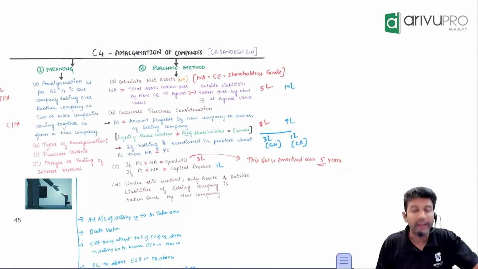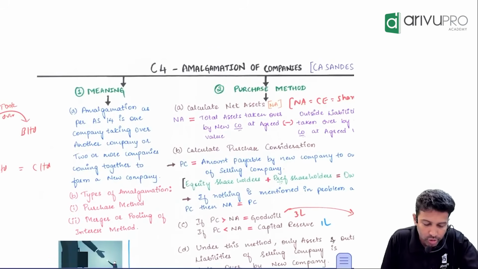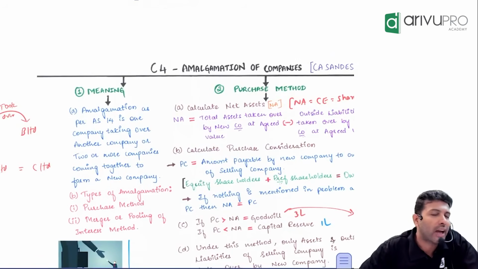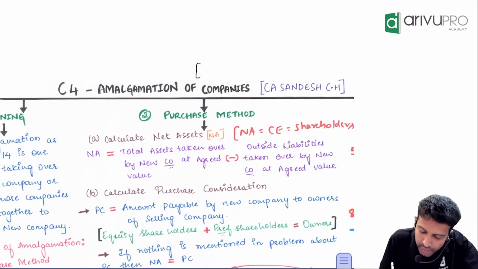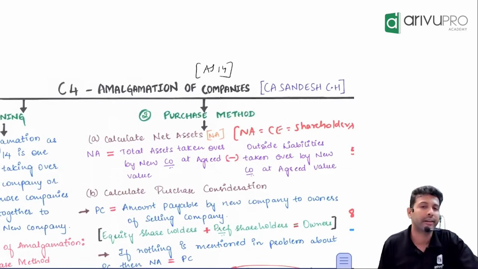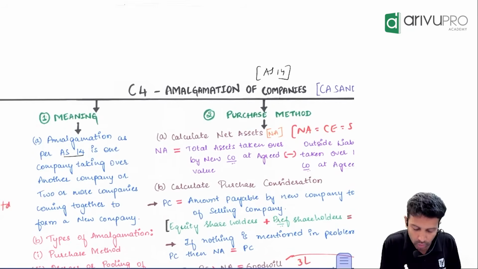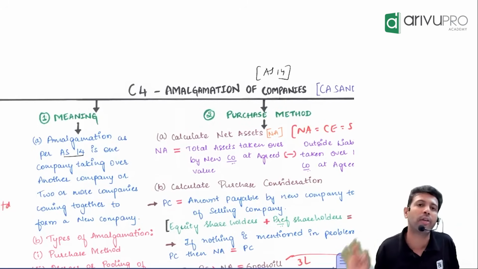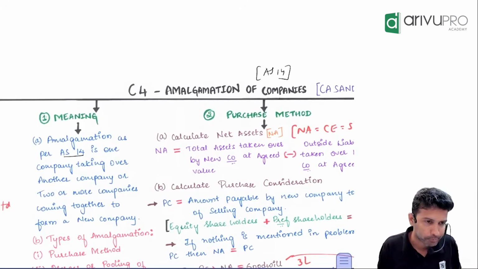Hello people, so continuing our revision session. Now the next topic we are about to revise is one of the big ticket topics, amalgamation of companies. Amalgamation of companies is backed by a standard. That standard is Accounting Standard 14. AS 14 talks about how the accounting of amalgamation should be done.